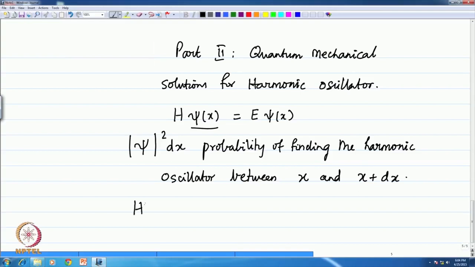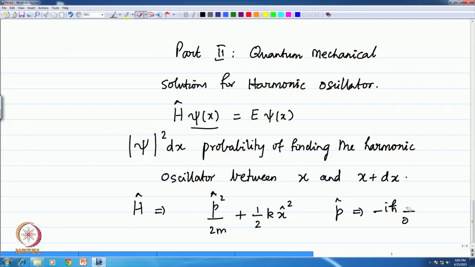The H is of course the Hamiltonian operator, and the Hamiltonian operator in quantum mechanics is obtained from the classical Hamiltonian, which is p squared by 2m plus half k x square, by changing the momentum to the operator, where x is the position operator. And in quantum mechanics, in this case p is to be replaced by the standard representation in coordinate with the derivative, minus i h bar d by dx. It's one dimension, so we don't need the partial derivative.